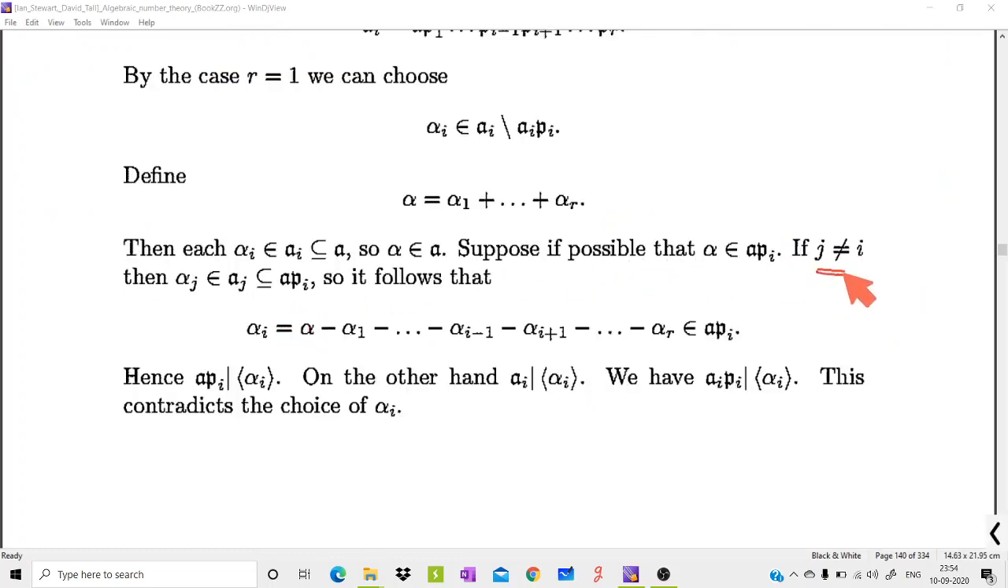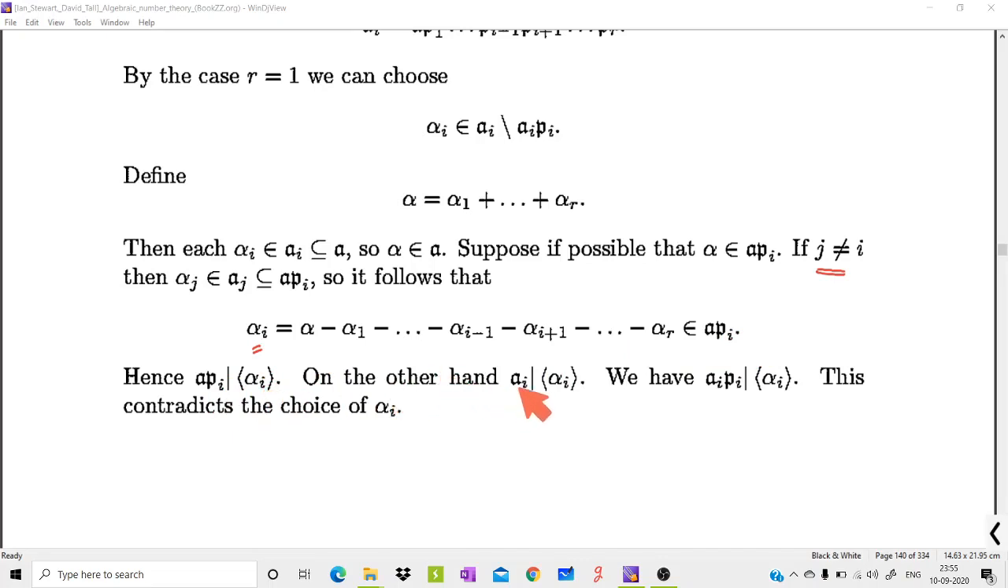If j is not equal to i, we write alpha as alpha minus the sum over j not equal to i, where alpha_j belongs to A P_j. Okay, so alpha_i can be written this way. We remove alpha_i from the right side and transpose it to the left side, then these all are elements of A P_i. Clear? So this shows that alpha is a member of A P_i. That means A P_i divides the ideal generated by alpha_i.